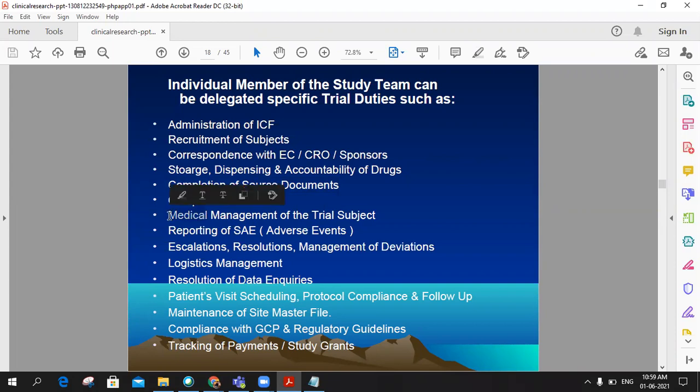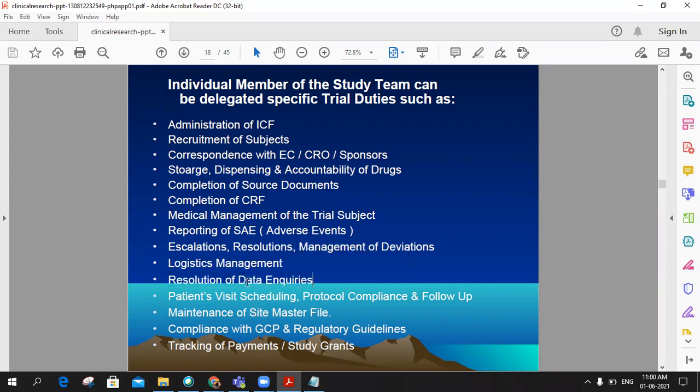And the other one is medical management of trial subjects, reporting of SAE, serious adverse events, escalations, resolutions, management of deviations. So deviations, or maybe in case of any changes, divergence from the protocol. And the logistics management, in case they need a phrase and if they need some other instruments for them to use, they also have to manage that. And then resolution of data inquiries.